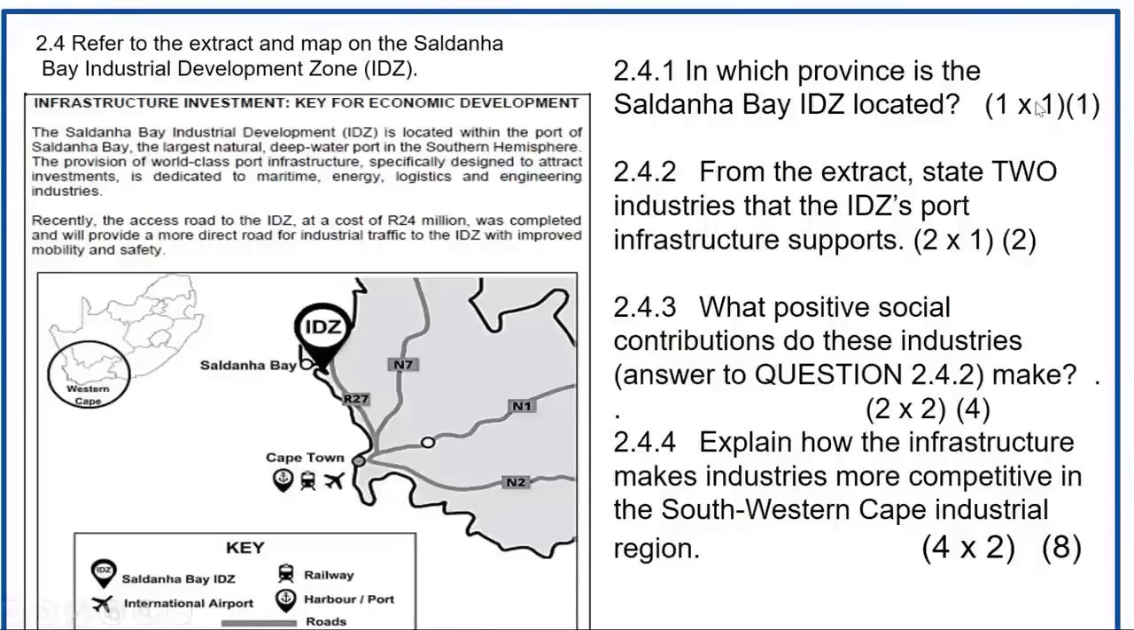This should be an easy question. It is in the Western Cape. From the extract, state two industries that the IDZ port infrastructure supports. So when you get here, this one is based on the extract. You'll get the answers from the extract.